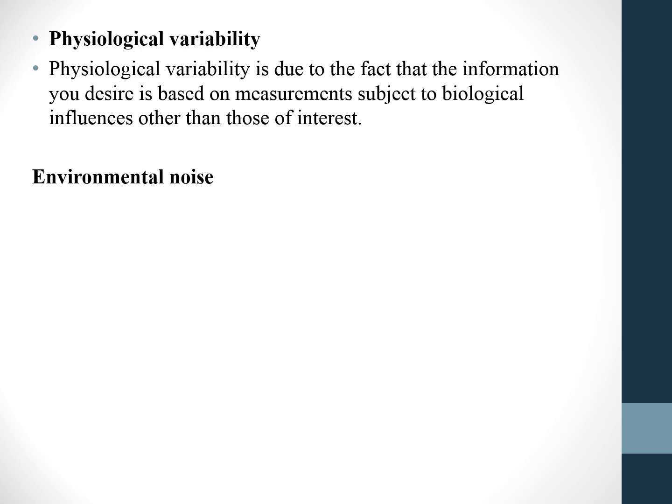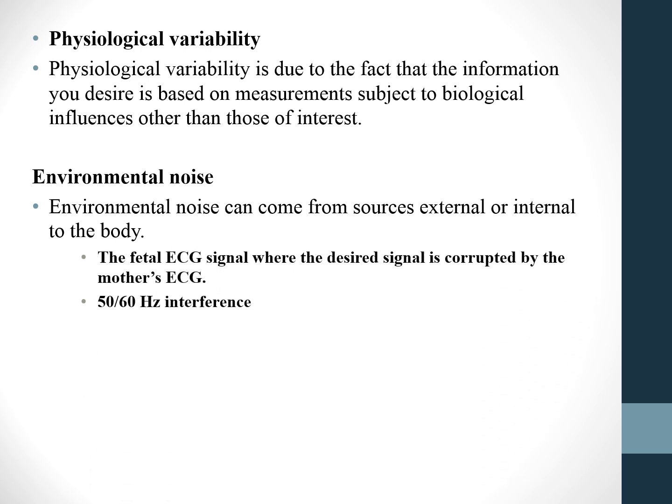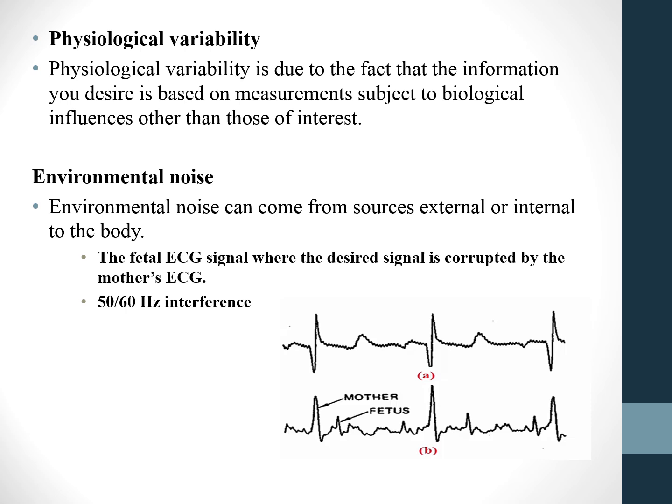Now the fourth one is environmental noise. Environmental noise can come from sources that are external or internal to the body. For example, when we are trying to record fetal ECG, the fetal ECG is corrupted by the mother's ECG, as you can see in this figure. There is the mother's ECG and this is the fetus's ECG. So this signal is corrupted by the mother's ECG. This noise represents environmental noise and it is internal to the body.